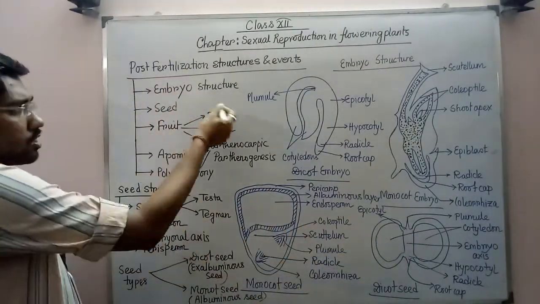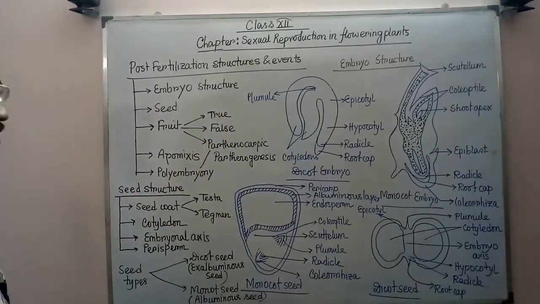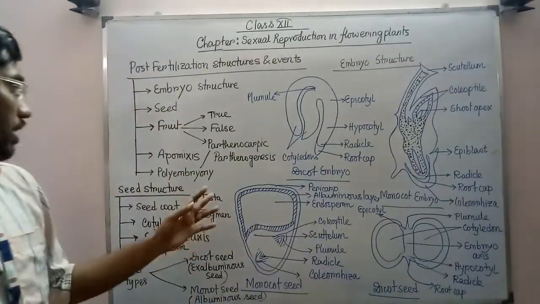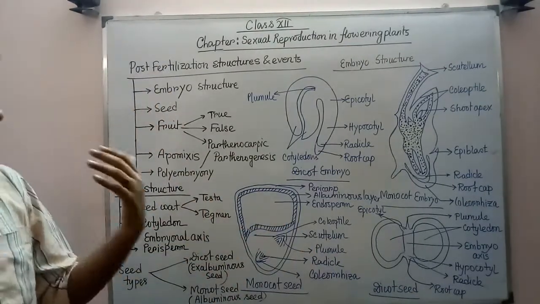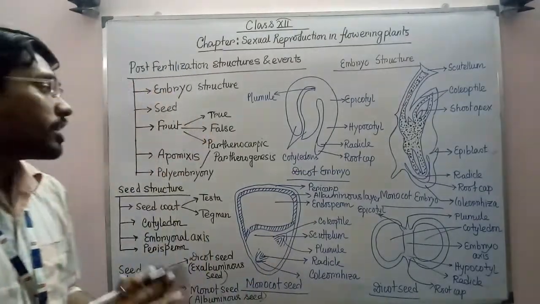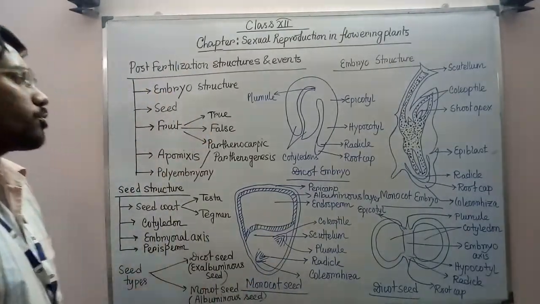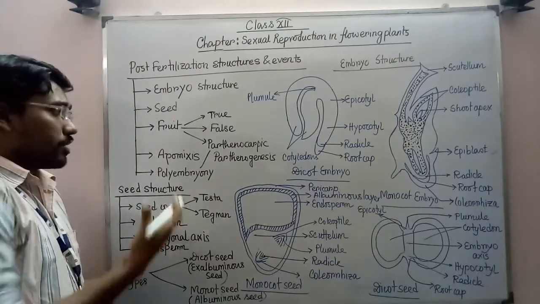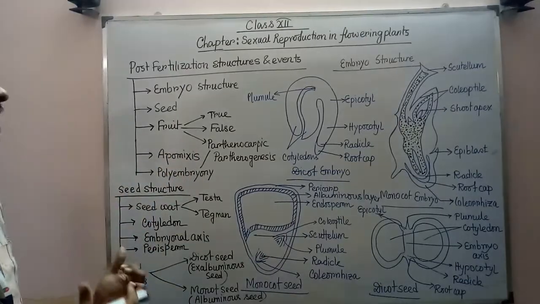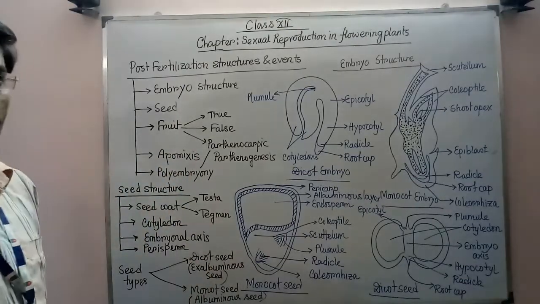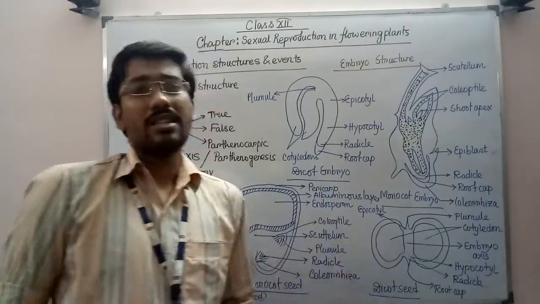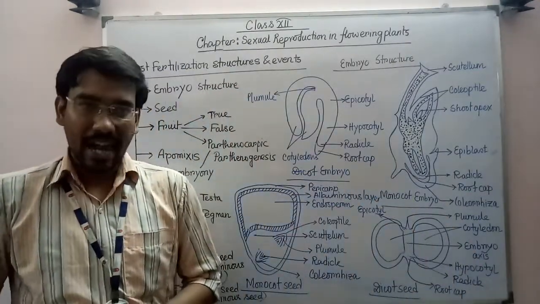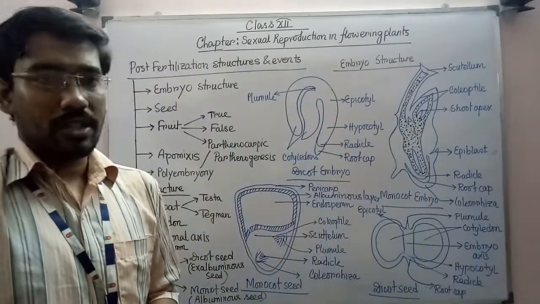After that, true fruit, false fruit and parthenocarpic fruit I have already described. Apomixis is the phenomenon where we can make next generation offspring or plants without any fertilization. So it is much easier and takes less time, and it is a boon for agriculture. Polyembryony is also a boon for us because it is a phenomenon where you can see multiple embryos within a seed, so from a single seed multiple plants arise at a time.